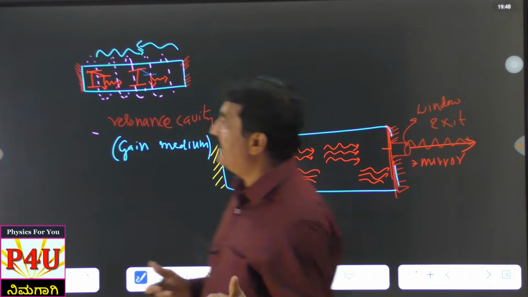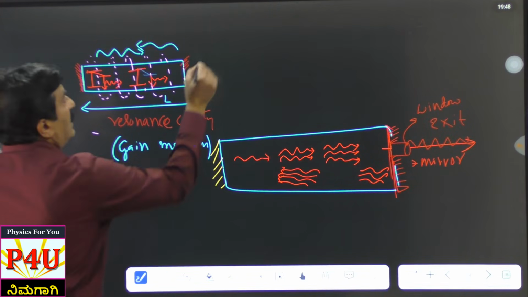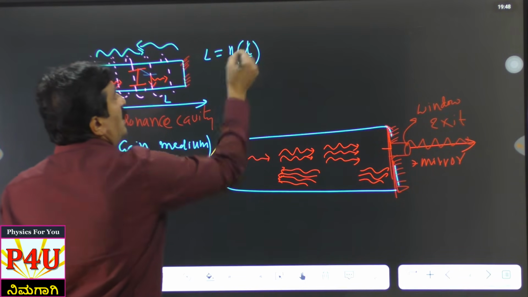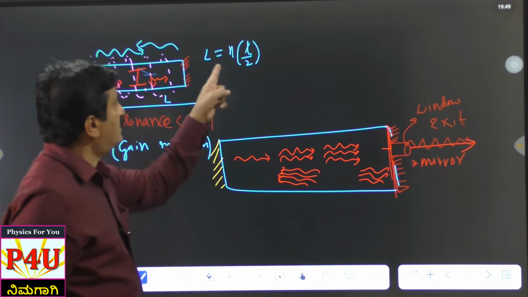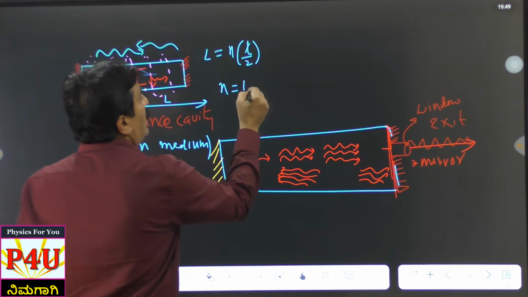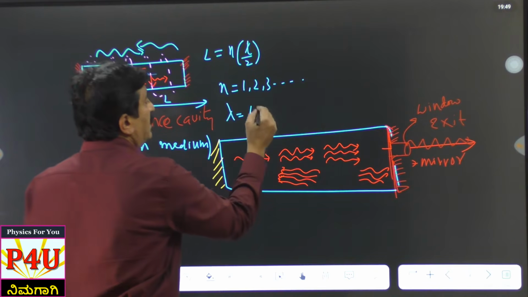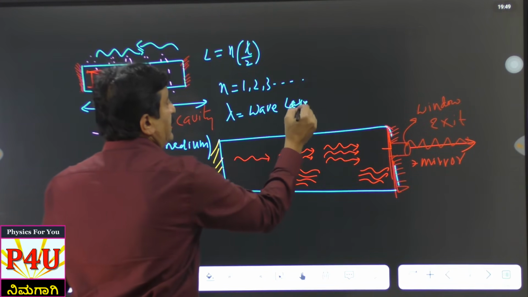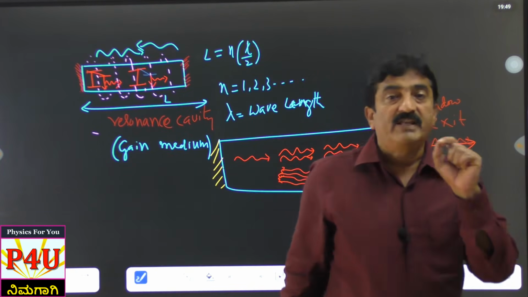And dear students, remember, the length of the resonance cavity L should be n times lambda divided by 2, where lambda is the wavelength of the emitted laser, and n is an integer: 1, 2, 3, etc. Lambda is the wavelength of the laser beam. Okay, so this is about the 3 requirements.